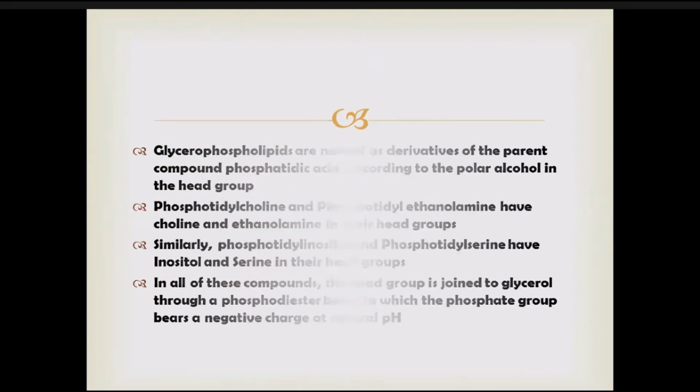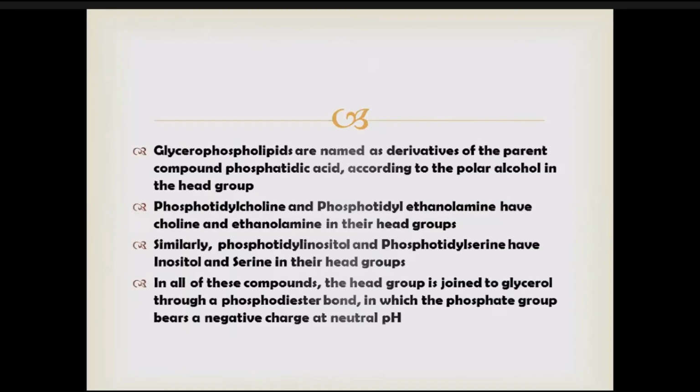Glycerophospholipids are named as derivatives of the parent compound phosphatidic acid, according to the polar alcohol in the head group. I will now further explain this by showing the structure.